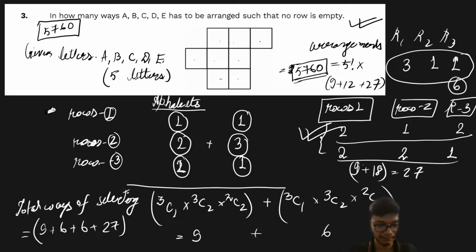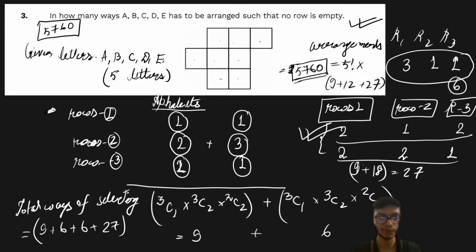I hope this part is clear to all of you, right? Please let me know in the live chat or the comments. Did you also get the answer as 5760? What was the answer that you got?